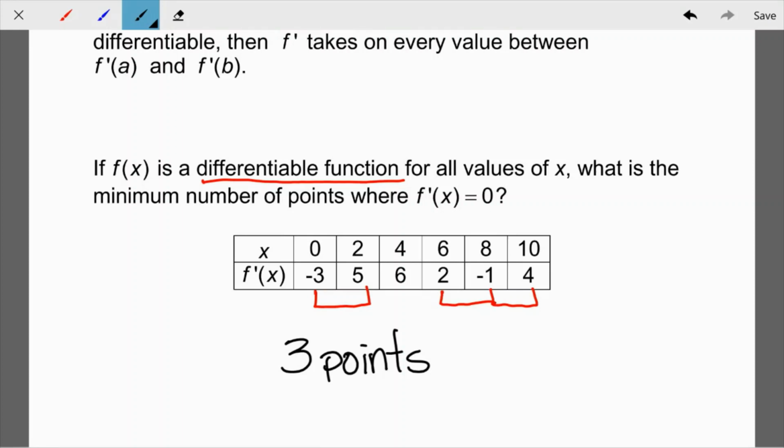Primarily, we're going to use it just for the reasoning to figure out the number of points. But if you did have to justify, it's just like justifying with the intermediate value theorem that we saw before.